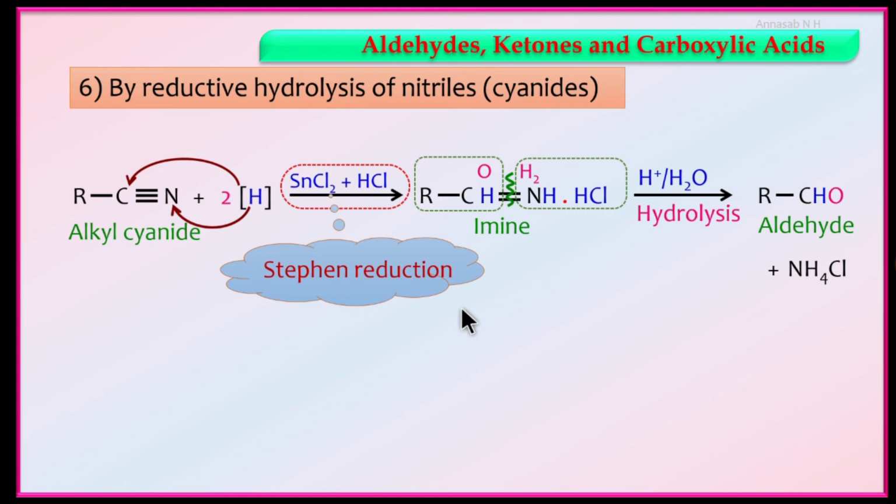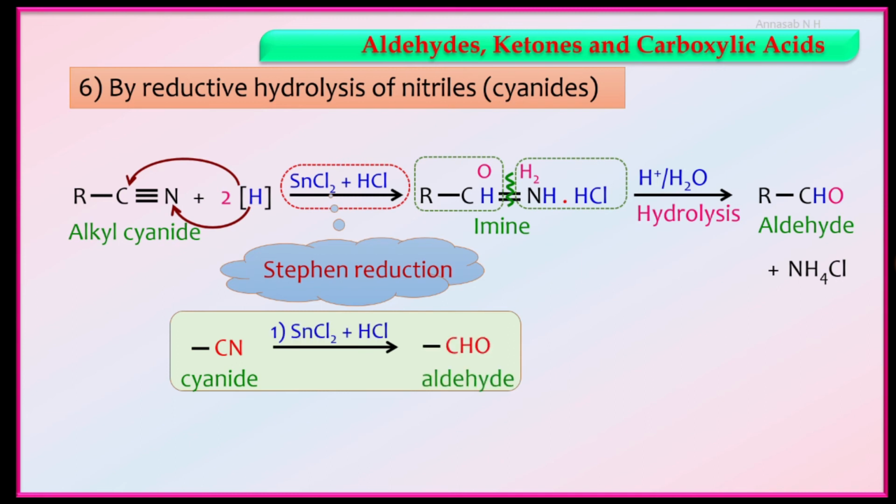We learned Rosenmund reaction and now it is Stephen reduction. Rosenmund reduction is in presence of Lindlar catalyst, hydrogen in presence of palladium and BaSO4, sulfur or quinoline. And in Stephen's reduction we are using the catalyst SnCl2 and HCl combination. So the work of SnCl2 and HCl is to convert cyanides into aldehydes.